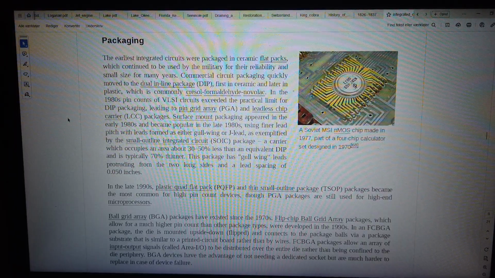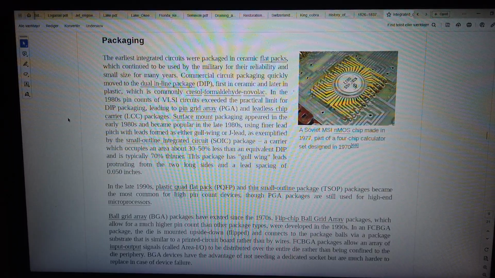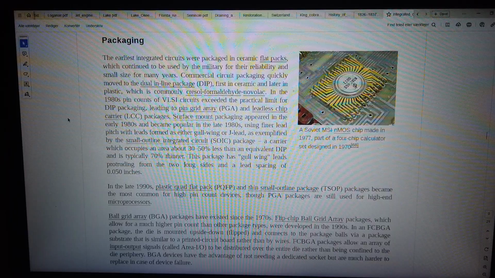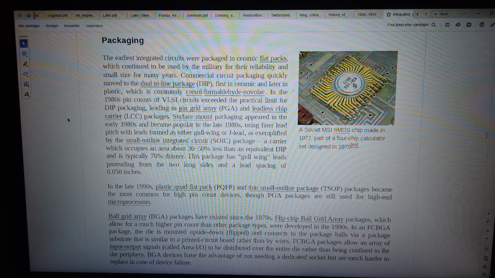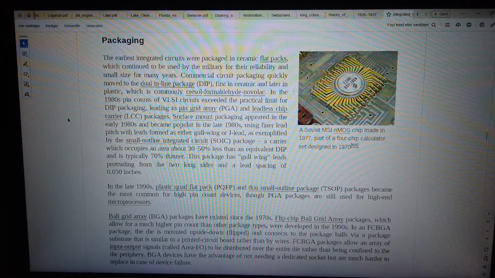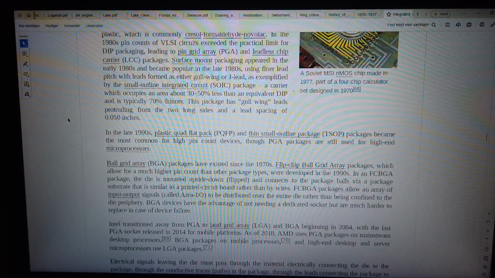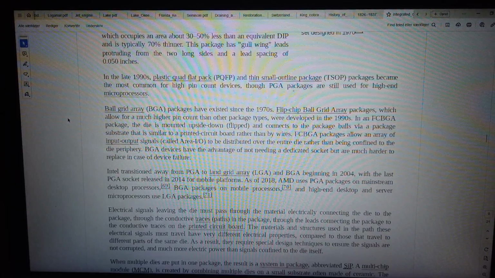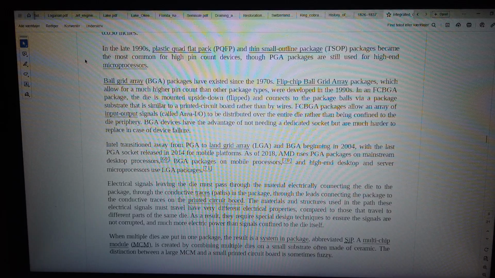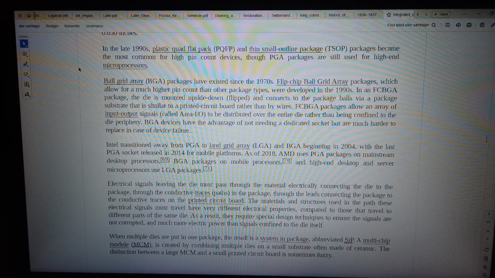A carrier which occupies an area about 30–50% less than an equivalent DIP and is typically 70% thinner. This package has gullwing leads protruding from the two long sides and a lead spacing of 0.050 inches. In the late 1990s, plastic quad flat pack, PQFP, and thin small outline package, TSOP, packages became most common for high pin count devices, though PGA packages are still used for high-end microprocessors.